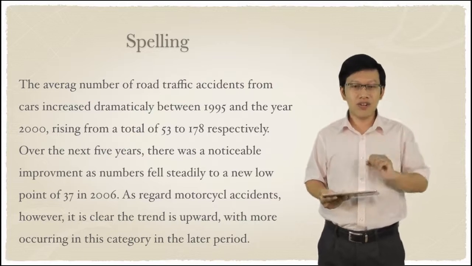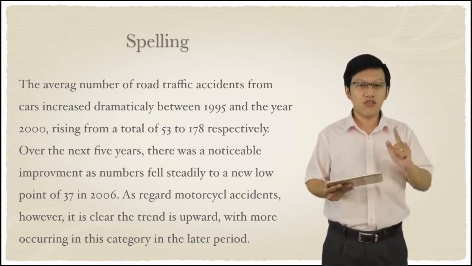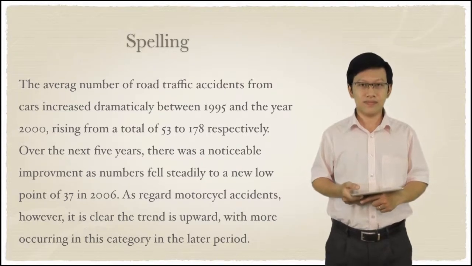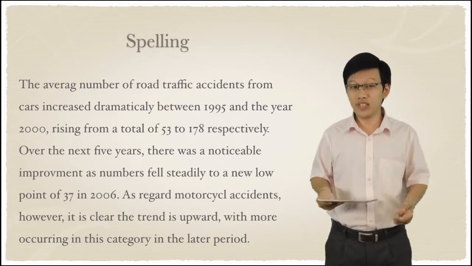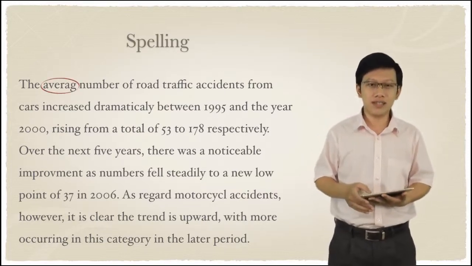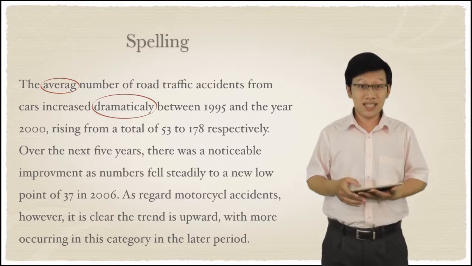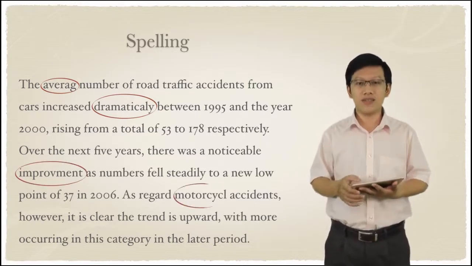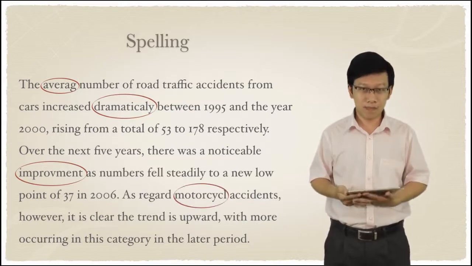Now, in this paragraph, there are some spelling mistakes. Find them. I think we have finished. They are actually very easy to notice. The first one is average. There's an E missing. And then dramatically, there's an L missing. Then improvement, there's an E missing. And finally, motorcycle, there's an E missing.